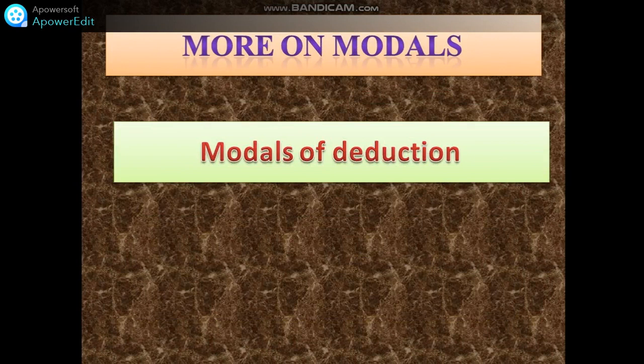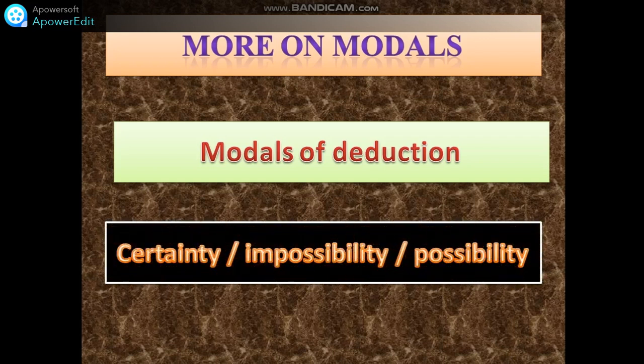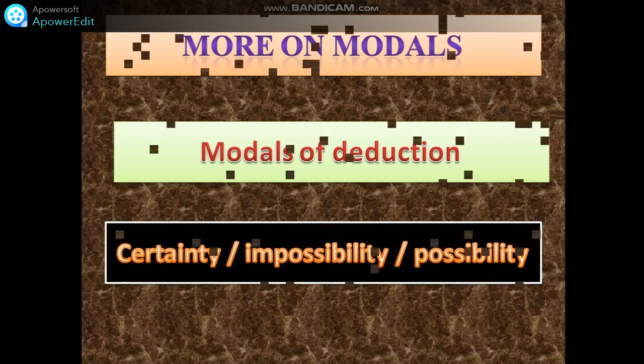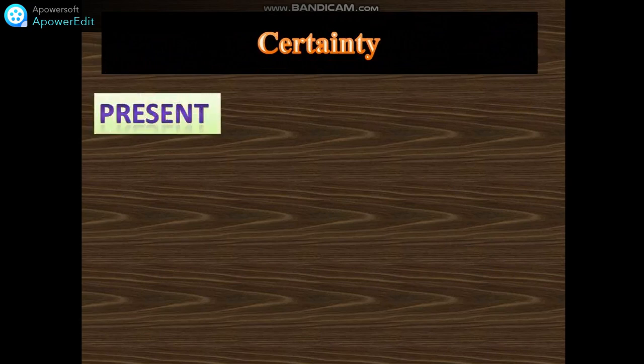More on modals. Modals of deduction. That's very important, please. Modals of deduction. Now let me give you an example. Here we have certainty, impossibility, and possibility. Now let me explain this, please. Certainty. Present. We express certainty in the present with must.